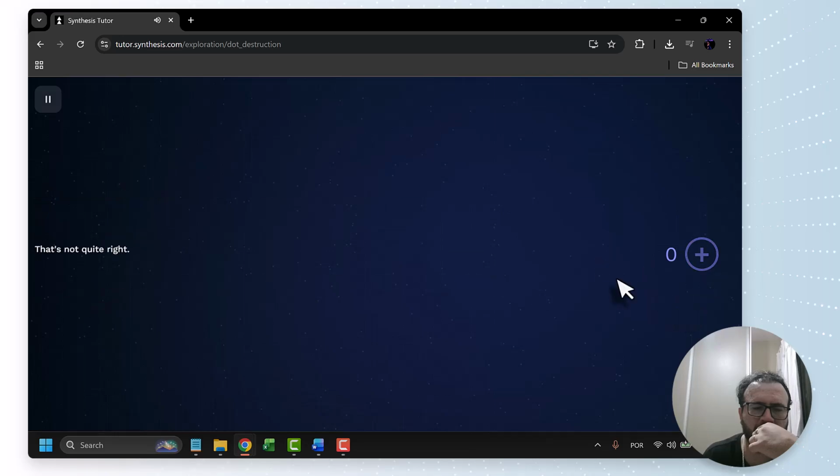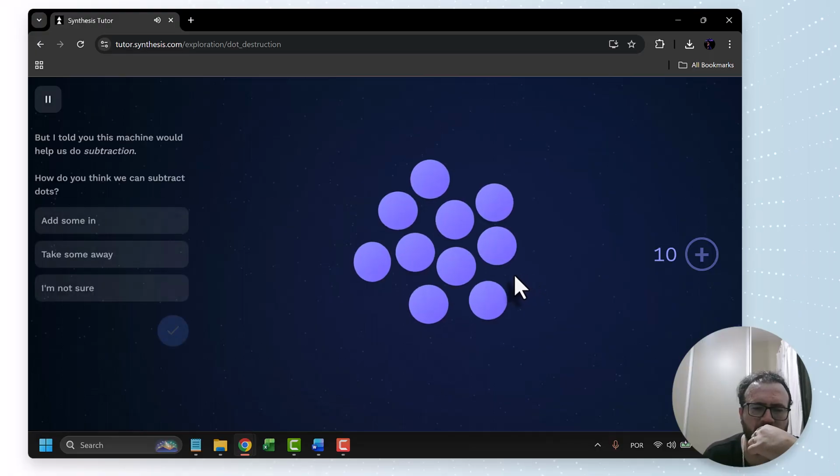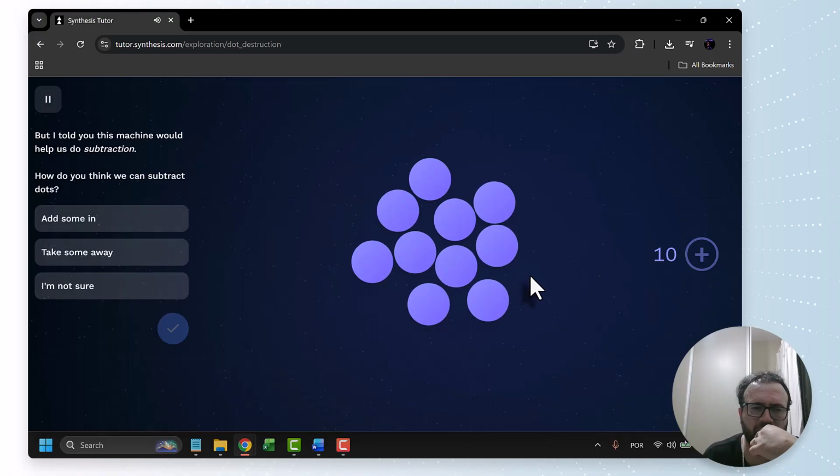That's not quite right. I really want to make sure you know how to use the machine. It's going to be useful for all sorts of things, so it's important you know how to use it. Let's jump to that part of the lesson and see if that helps. But I told you this machine would help us do subtraction.